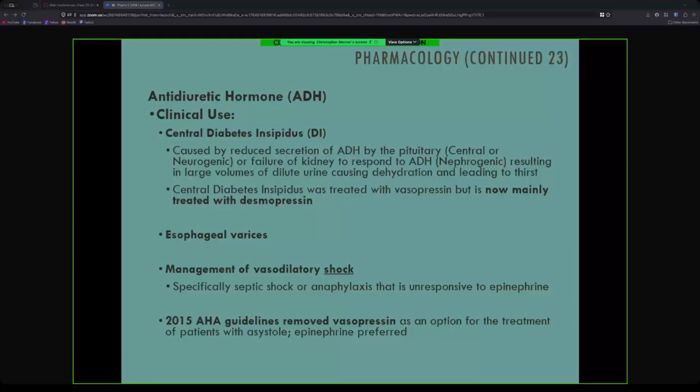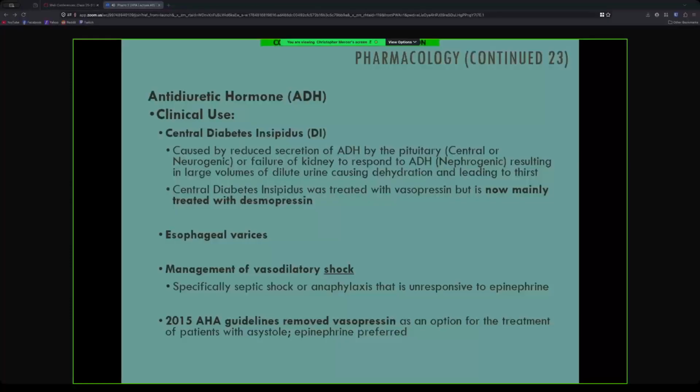Thirdly, I mentioned it on the last slide, we can use our antidiuretic hormones for the management of vasodilatory shock, septic shock, anaphylaxis, where we need vasopressin's V1 alpha vasoconstriction action to restore vascular tone.